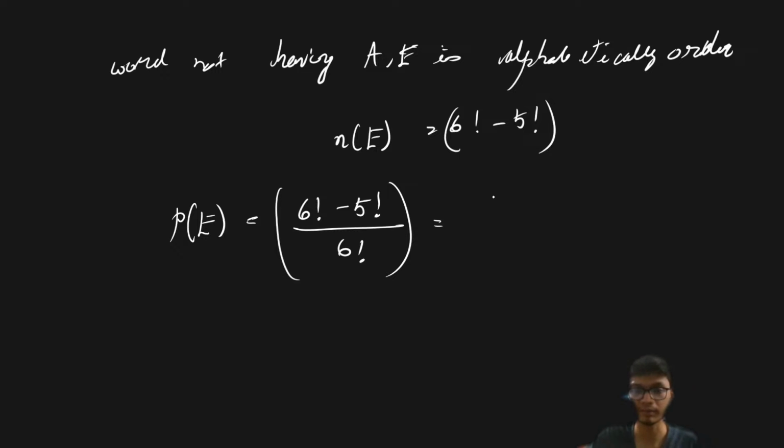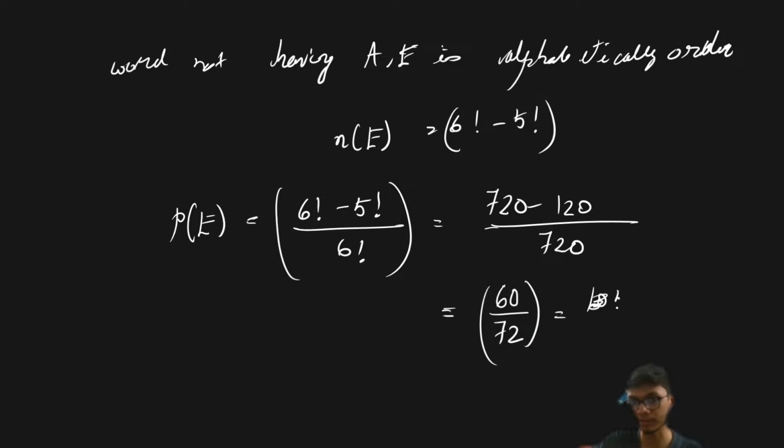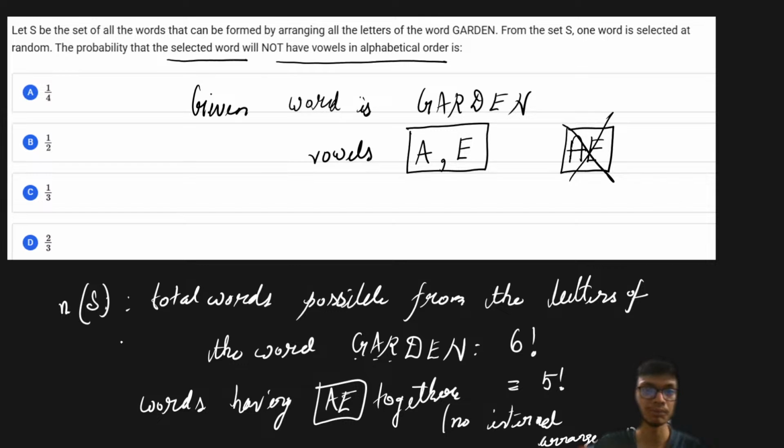That is 720 minus 120 divided upon 720, right? So from here you will see the solution is equal to 600 upon 720, or 60 by 72, that is nothing but equal to 5 upon 6. So from this you will see that the option, so I hope I'm correct over here, right?